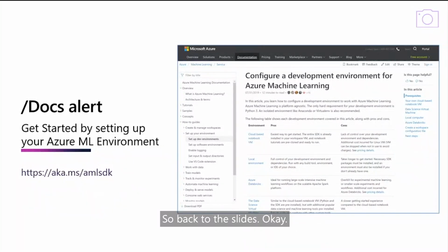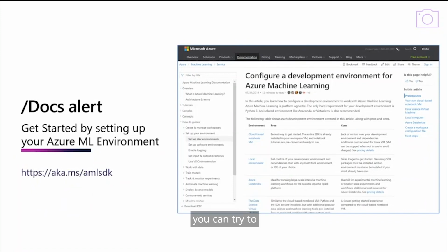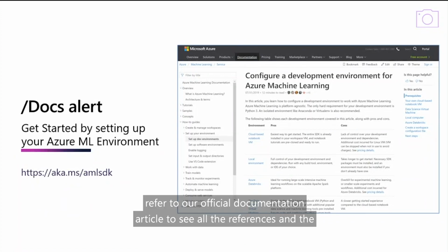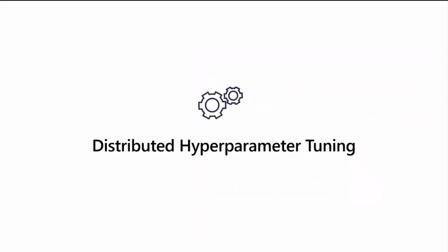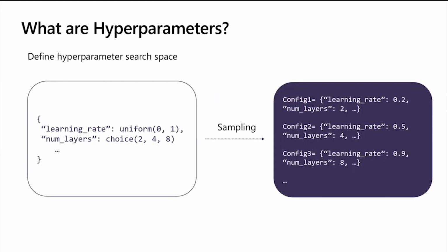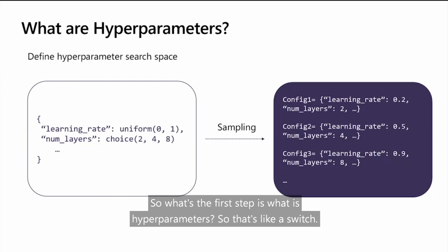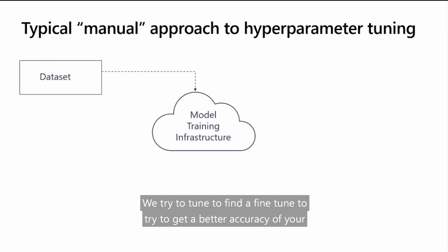So back to the slide deck. You can see this is a sophisticated and complex process. You can refer to our official documentation articles to see all the references and samples here as well. The Azure Machine Learning workspace also supports hyperparameter distributed tuning. The first question is: what are hyperparameters? They are just like switches, but we have a lot of switches that we try to fine tune to get better accuracy for your models.